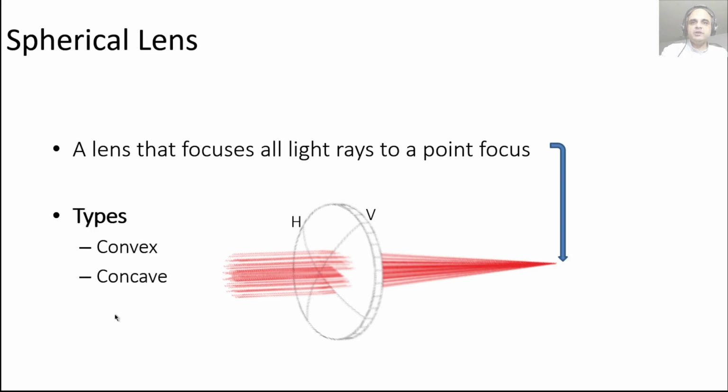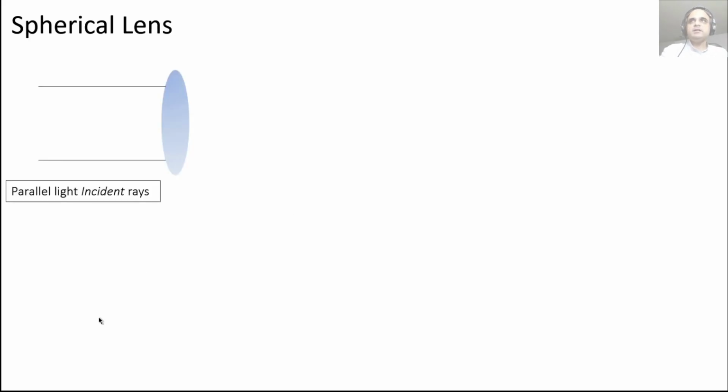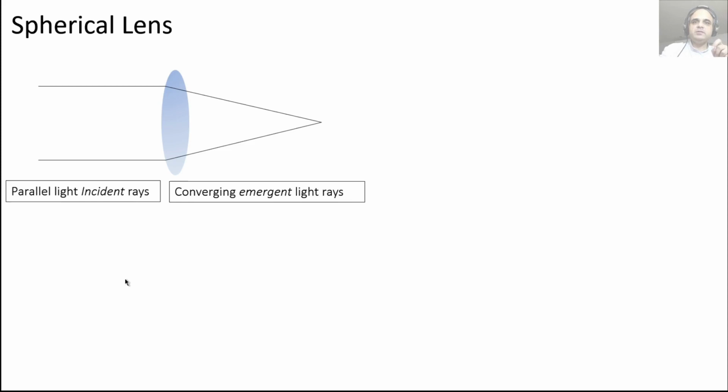And they are generally of two types, the convex and the concave lens. A convex spherical lens is one that is going to bring all parallel light rays or incident light rays to a point focus. It is going to converge them. The first 5 letters of convex and converge are the same. So that's one way of remembering what a convex lens is.